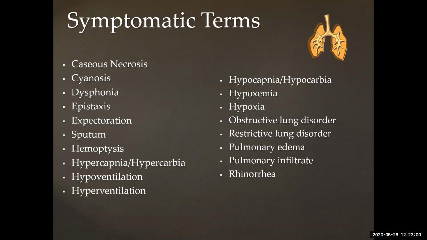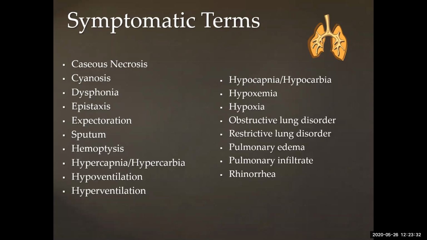Dysphonia is hoarseness. So phono is voice or sound, and dys meaning abnormal. Epistaxis is a nosebleed. Epi is upon. Staso is to drip. So epistaxis is a nosebleed. Expectoration is coughing up and spitting up material, like sputum, which is the stuff that comes out, whereas hemoptysis is where you are spitting up and blood is in there. So spitting up blood is hemoptysis.